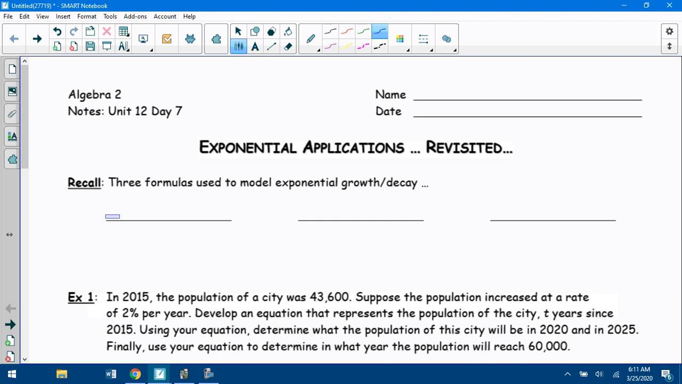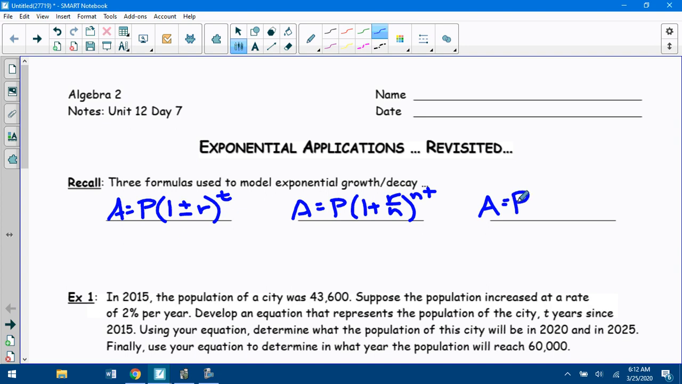We have A equals P times (1 plus or minus R) to the T power. We have A equals P times (1 plus R over N) to the NT power. And we have A equals PERT, P e to the RT.